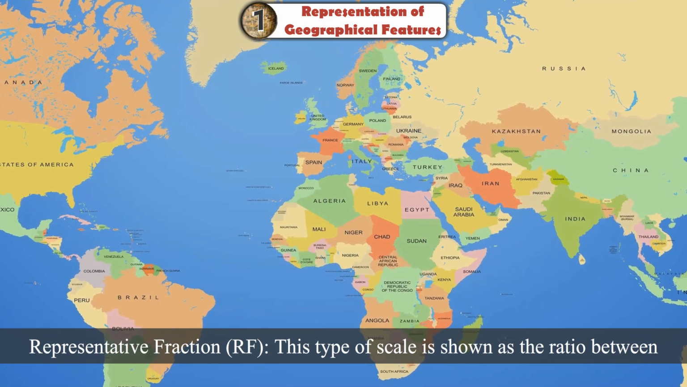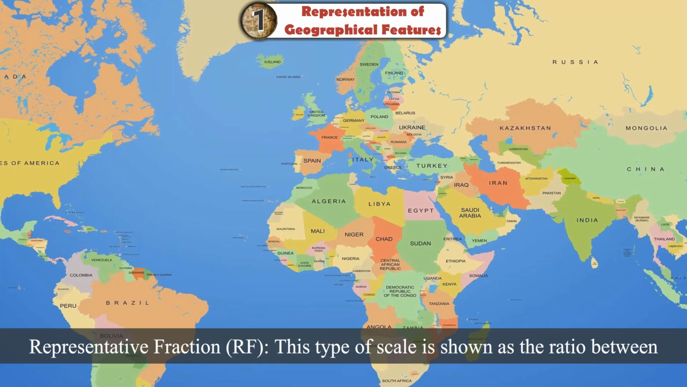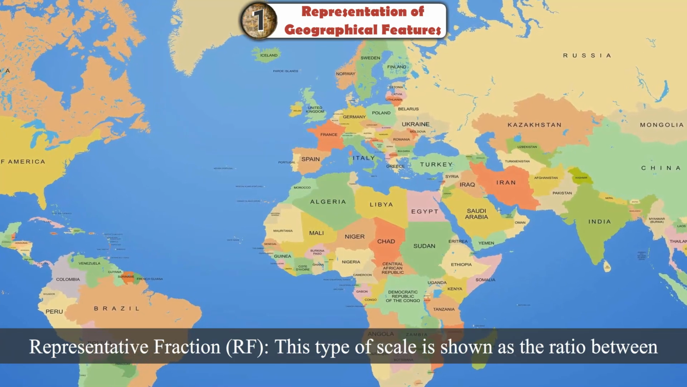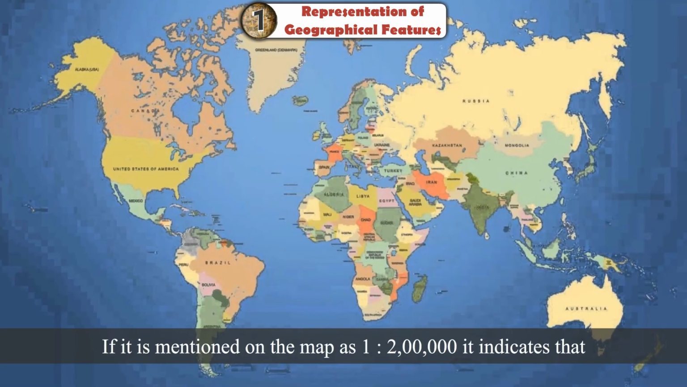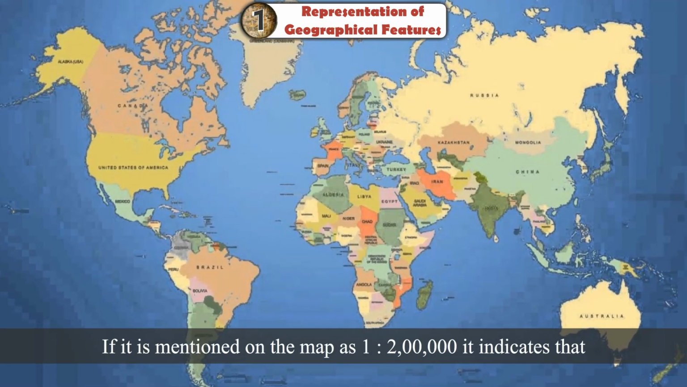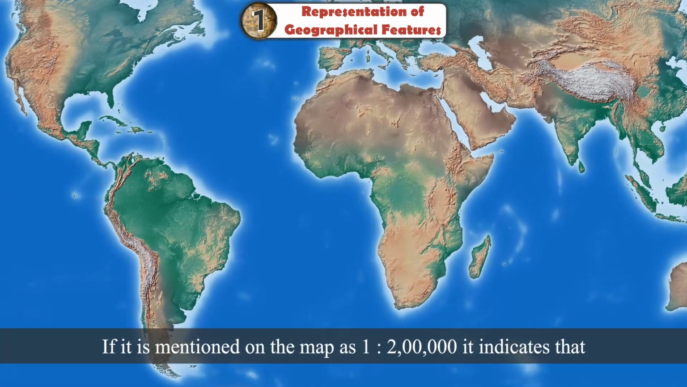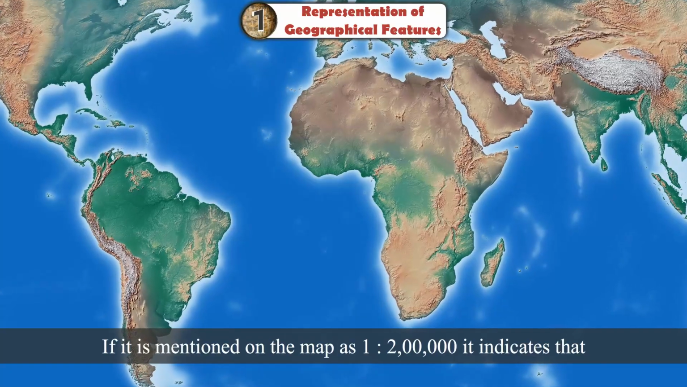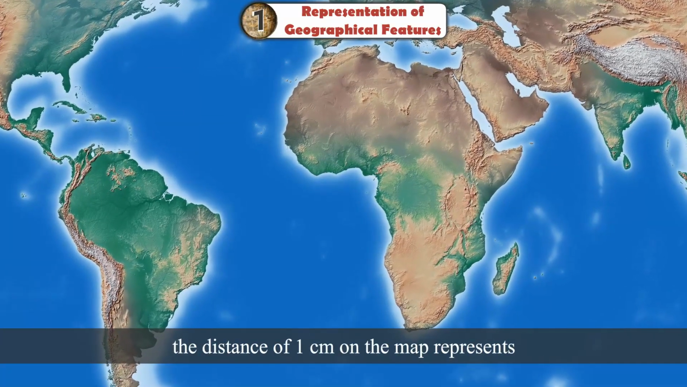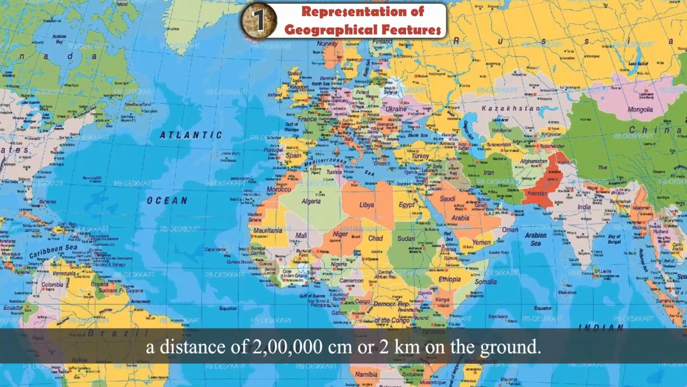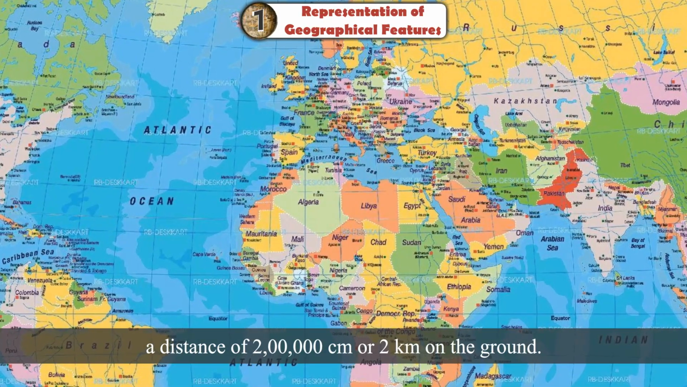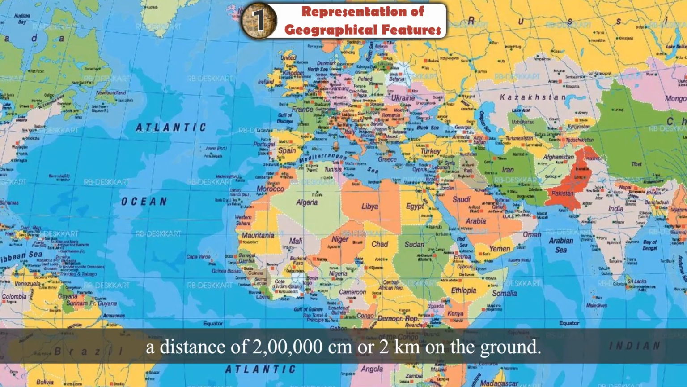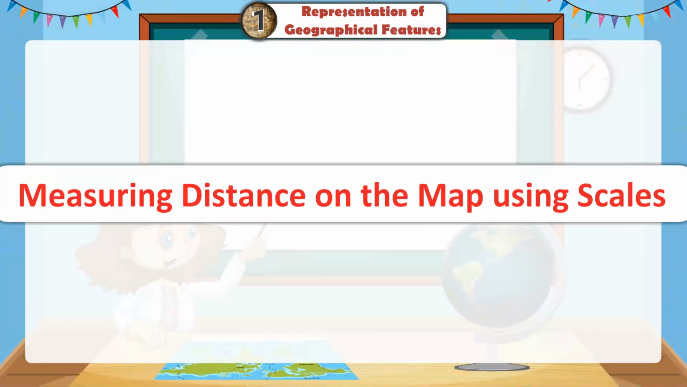This helps in the direct measurement of distance on a map. Representative fraction (RF). This type of scale is shown as the ratio between the map distance and the actual distance on the ground. If it is mentioned on the map as 1:200,000, it indicates that the distance of 1 centimeter on the map represents a distance of 200,000 cm or 2 kilometers on the ground.